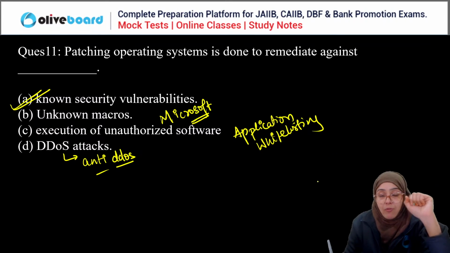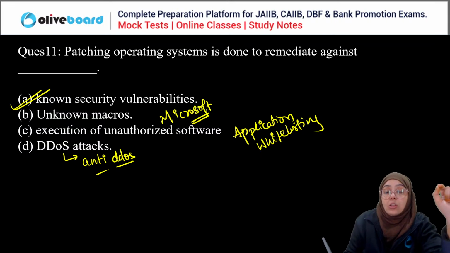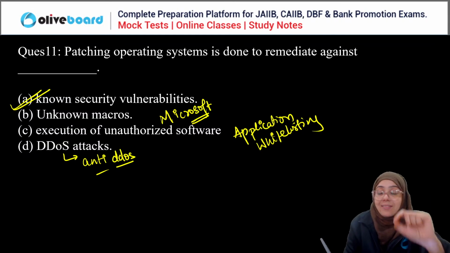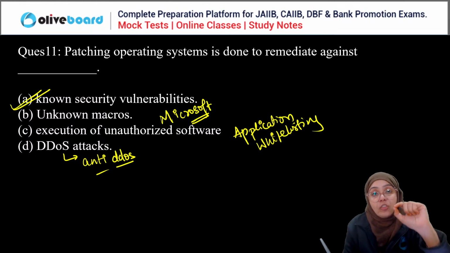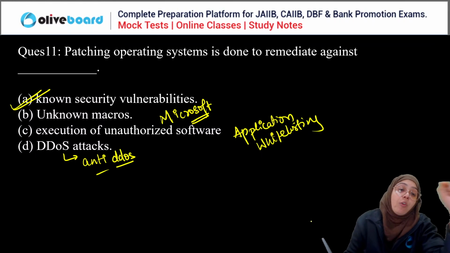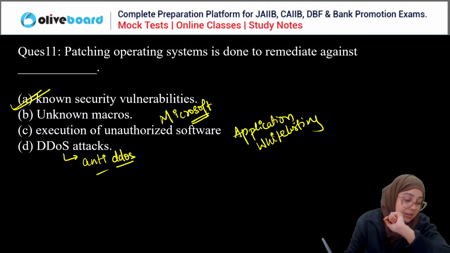Some of the important things: for DDoS attack, there is anti-DDoS software; for execution of unauthorized software, application whitelisting. Then for unknown macros, there is configuring Microsoft Office, and for known security vulnerabilities, there is patching operating system. Done? Clear?